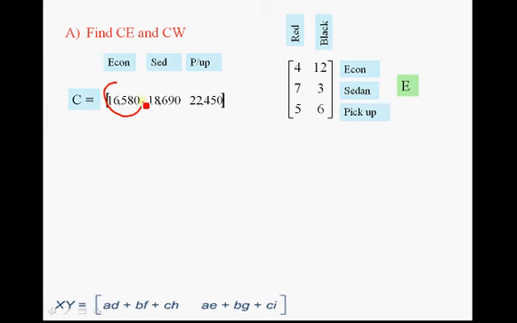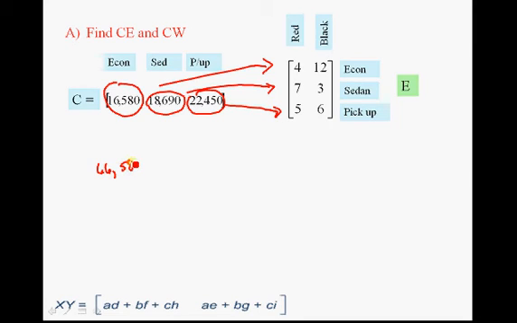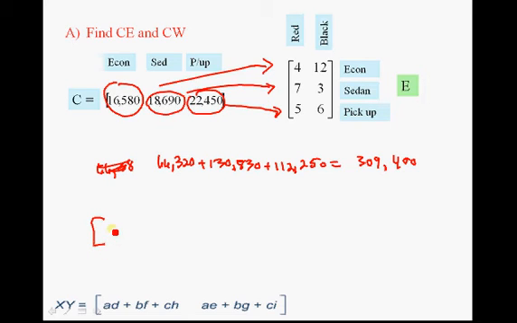So we have to go 16,580 times 4 plus 18,690 times 7 plus 22,440 times 5, and add those all up. Let's see, it'll be 66,320 plus 130,830 plus 112,250, and that's going to all add up to 309,400. So we've got one element, 309,400.